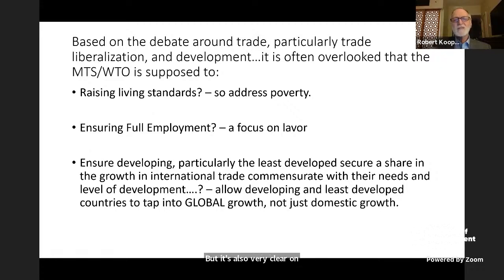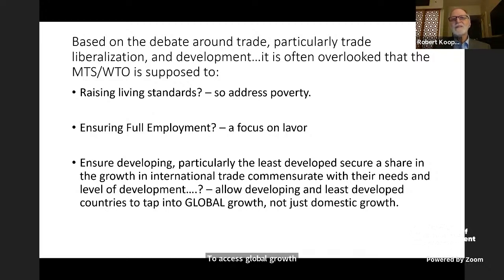I'll get to that in a second. Another preamble that I'll use. But the idea is that trade liberalization can address poverty. It can focus on labor, and allows some of these developing countries to access global growth.